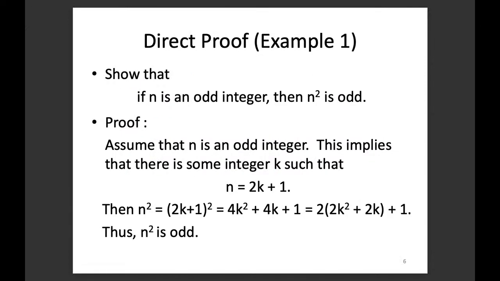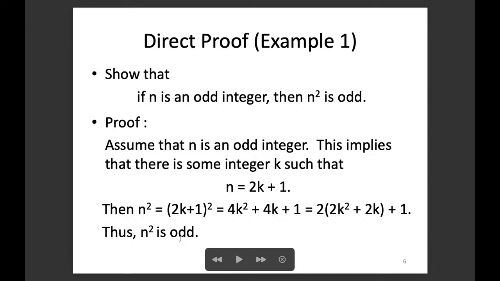So here is an example. We want to show that if n is an odd integer, then n squared is odd. This is of the type P implies Q: n is an odd integer implies n squared is odd. So what we can do here is start by assuming n is an odd integer and hope that in the end, we get n squared is odd.